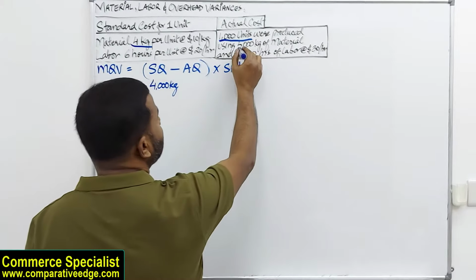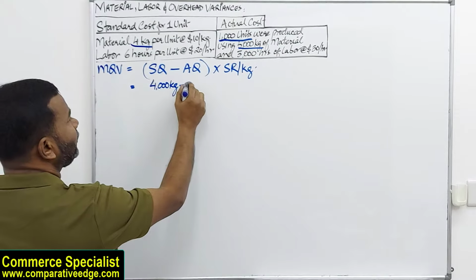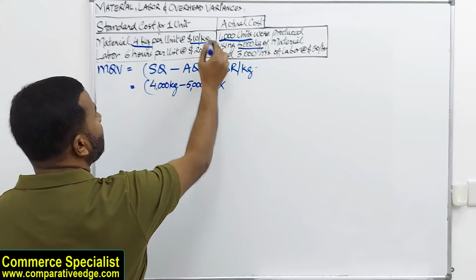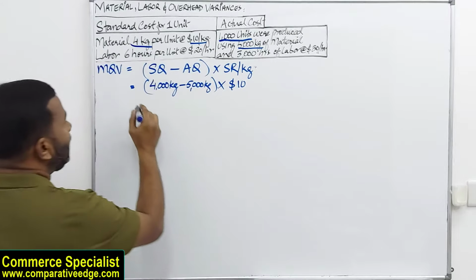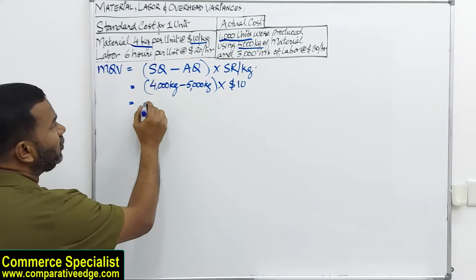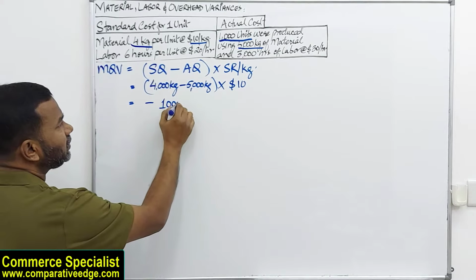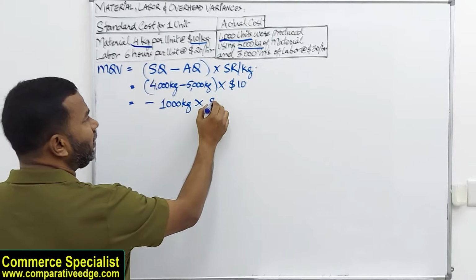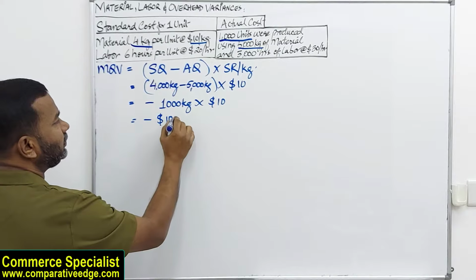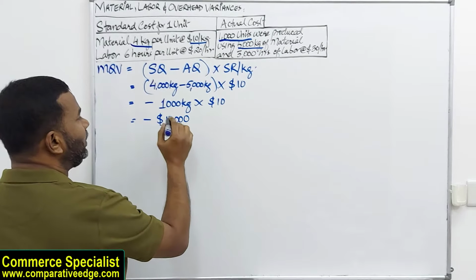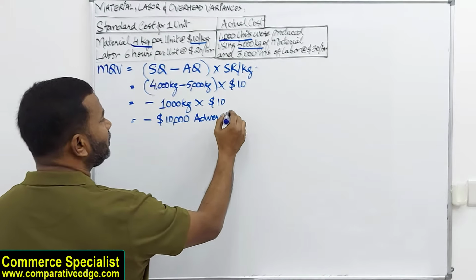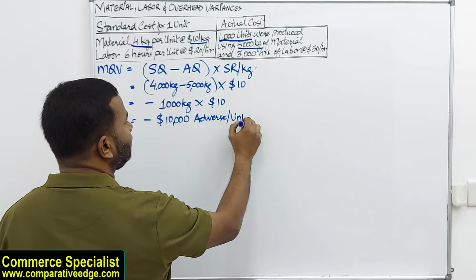Actual quantity is already given here, 5000 kilograms. So you minus 5000 kilograms. Standard rate is given in the question, $10. Now you need to pay attention here. 4000 minus 5000 will obviously give you minus 1000 kilograms. Multiply by $10. So you will get minus 10,000. This has to be an adverse variance. You can also call it unfavorable.